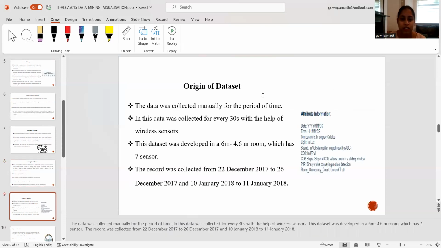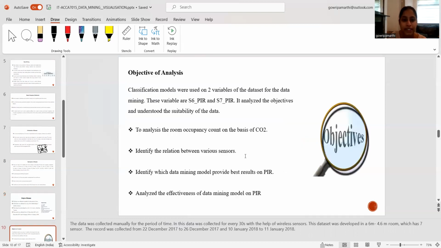Origin of the data set. The data was collected manually over a period of time: from 22nd December 2017 to 26th December 2017, and another from 10th January 2018 to 11th January 2018. The data was collected every 30 seconds with the help of wireless sensors, in a room measuring 6 by 4.6 meters. This is the origin of the data set.